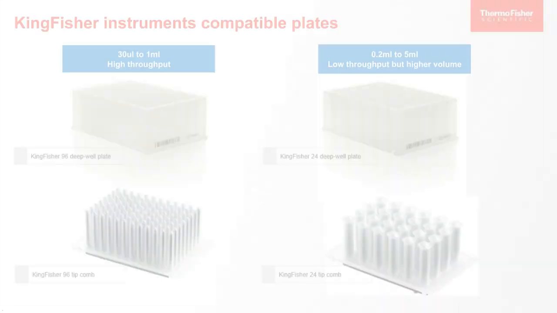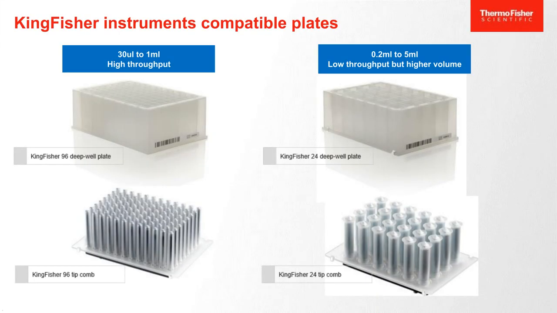So just to give you a little insight into how the Kingfishers work, it works on two main plate formats. The first is a 96 deep well, and it has a working volume which must include your sample, your buffer, your beads, everything, from 30 microliters up to 1 mil. This is mainly designed for high throughput extractions. We've got another plate format, which is the 24 well plate, and that allows you to have a higher volume. So you're going to work from 0.2 mil up to 5 mil. This is really good for the higher volume work, but you do compromise on throughput because we can only do 24 samples at a time.